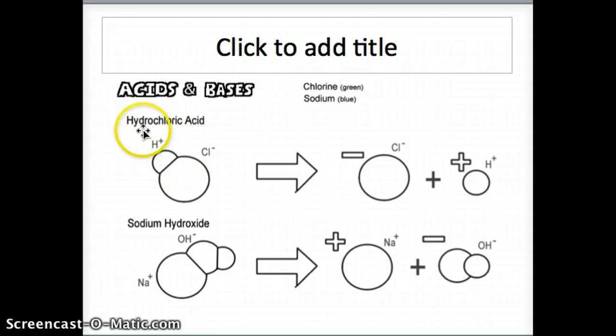Here's what it looks like. So an acid always has that H plus next to it, like here in HCl. And a base always has the hydroxide, the OH next to it, like in this molecule NaOH.